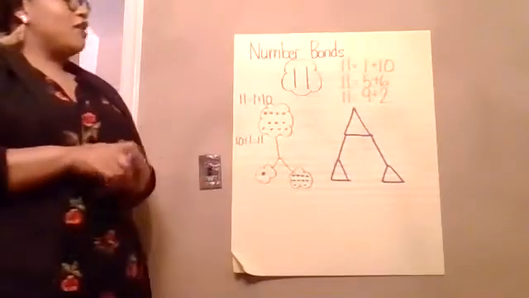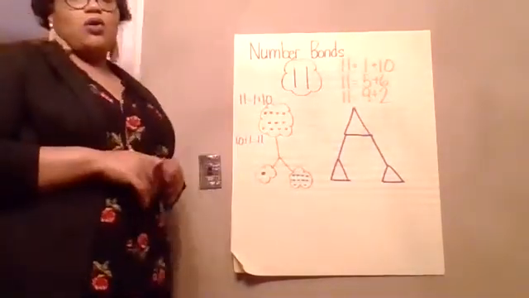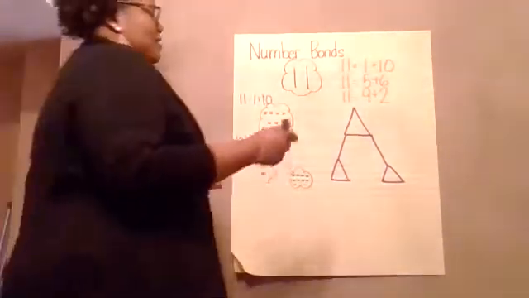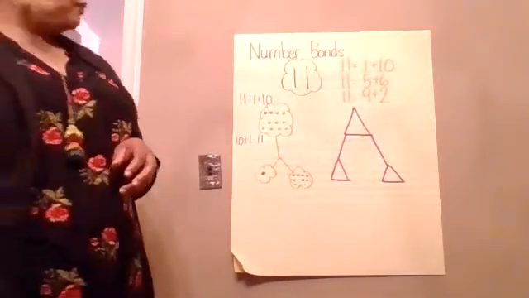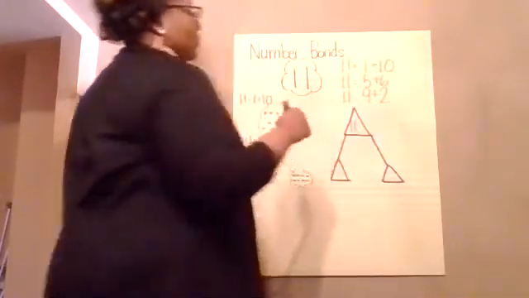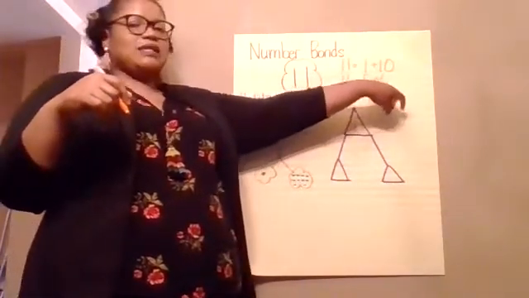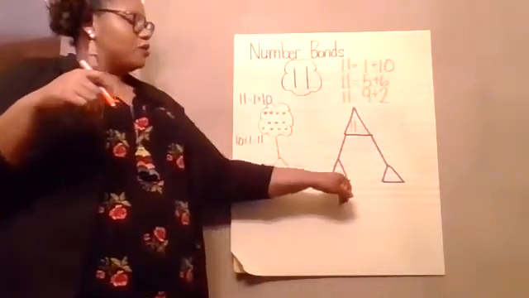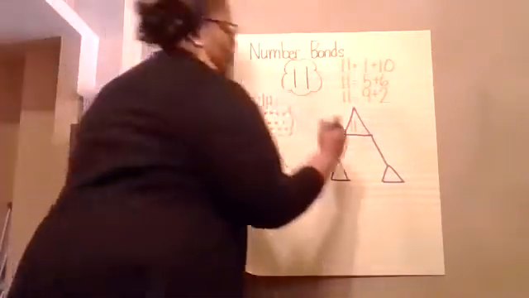Okay? All right, so if we're working with the number 11, what number is going to go in the whole part of my number bond? Correct, the number 11. Let me switch the color marker. So 11. Good. Now, we're going to do 11 equals 5 plus 6. So, what number will I write in my first part? The number 5.